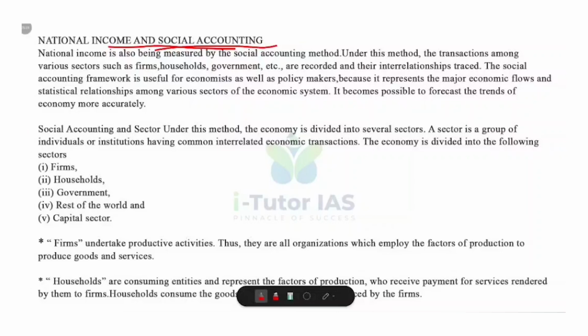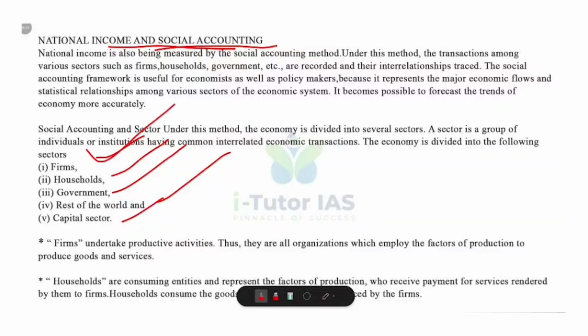Now let's look at national income and social accounting. What is meant by social accounting? It is a way to measure national income by recording all transactions between sectors of the economy. It shows how money flows and how sectors are interconnected. It helps economists and policy makers forecast trends and make decisions. So what are the economic sectors in social accounting? Firms, households, government, rest of the world and capital sector.